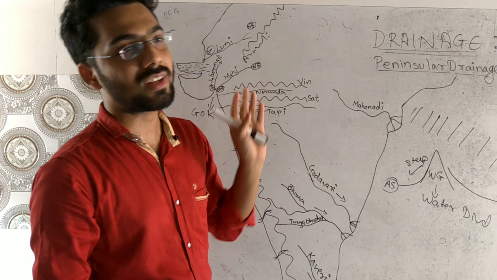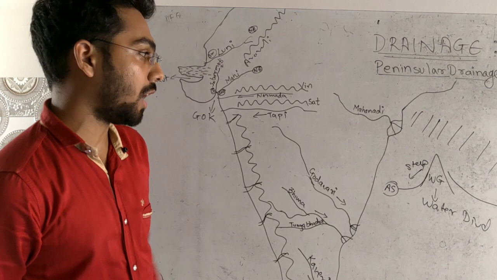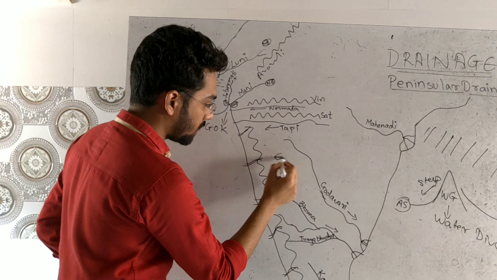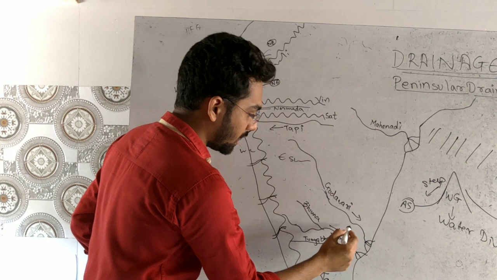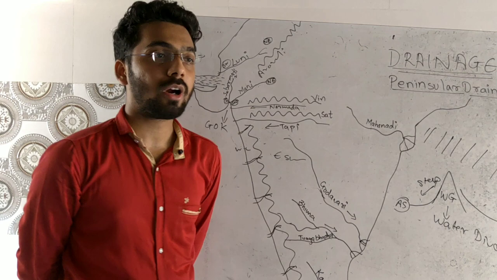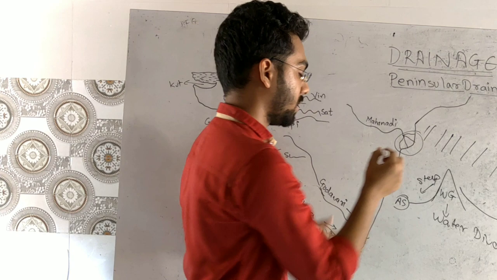Now the rivers flowing into the Bay of Bengal. As the Western Ghat forms a major water divide, consider the water flowing through the eastern side of the Western Ghat. For example, this is the eastern side and this is the western side. Rivers flowing on the eastern side flow down the gentle slope and move towards the Bay of Bengal. In the northeast part of the peninsula, river Mahanadi forms, drains this way and forms a big delta.